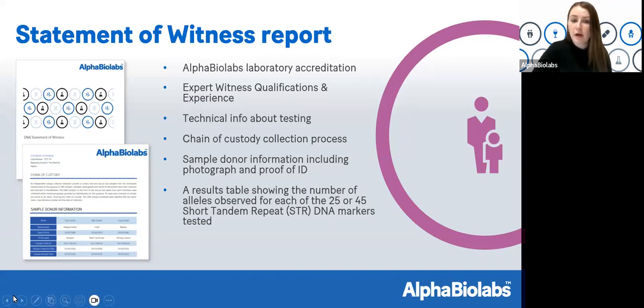So information about the photograph and identification of the sample donor, because the main thing about legal testing is that you have to have a chain of custody maintained throughout the collection process. And part of that process is taking a photograph of the sample donor and asking them for some identification. And this allows us to show to you who presented as that sample donor for the testing, so you can be sure that the correct people were tested. Without that photograph, the sample collection can't go ahead, and that would be included in the statement of witness report. And it'll also have a results table showing which markers were tested, depending on whether you have the 25 marker test or the 45 marker test as well.